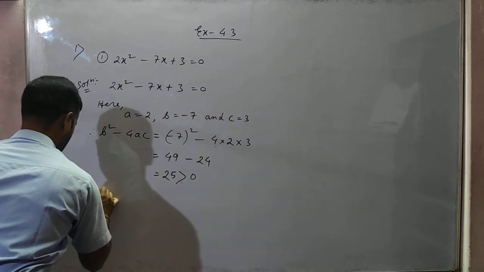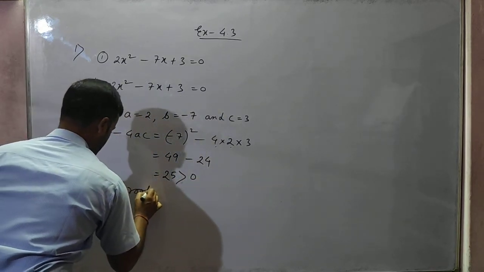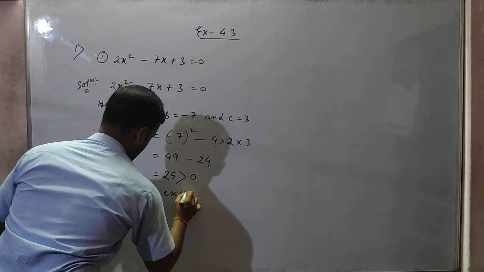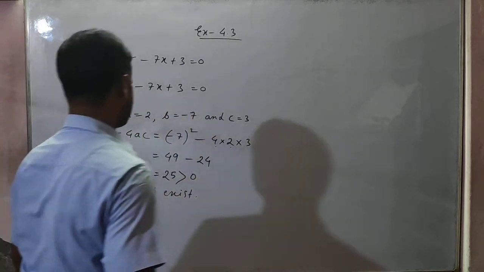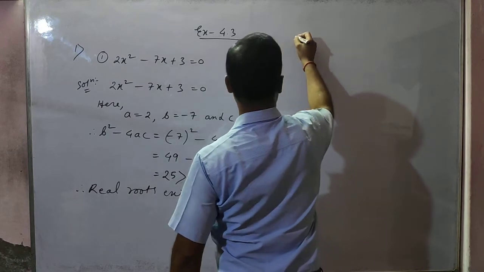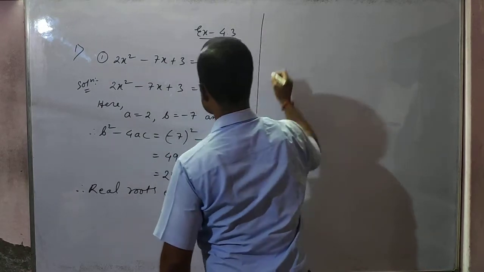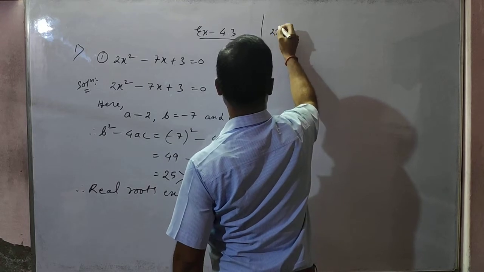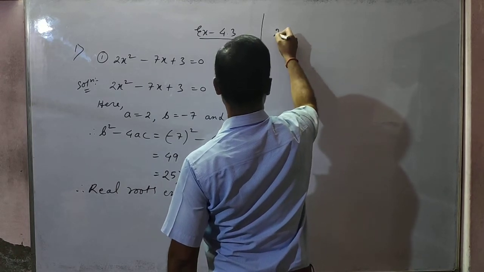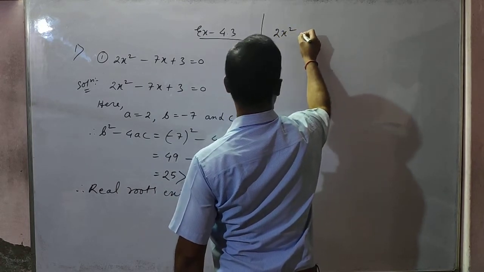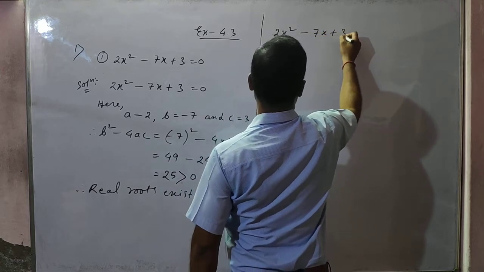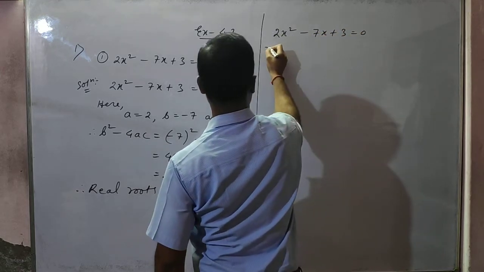Therefore real roots exist. So if real roots exist, then you have to solve this. So now let us try to solve this, 2x square minus 7x plus 3 is equal to 0. We will be using the completing the square method.